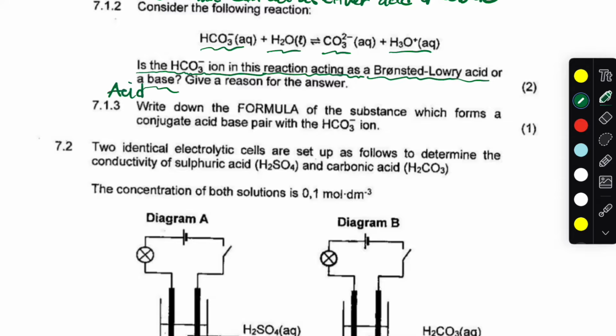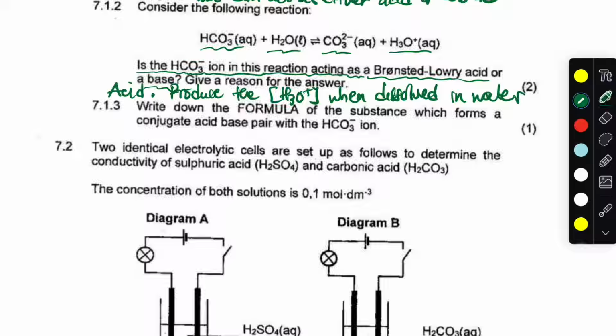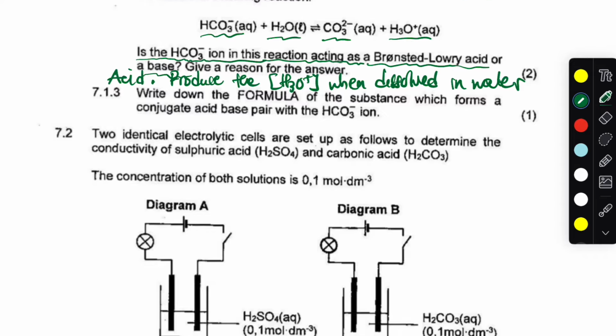Now for the answer, it says give reason for your answer. You can say it produces hydronium ion when dissolved in water. Or you can say it donates a proton, right? Because it acts as an acid, it donates a proton.